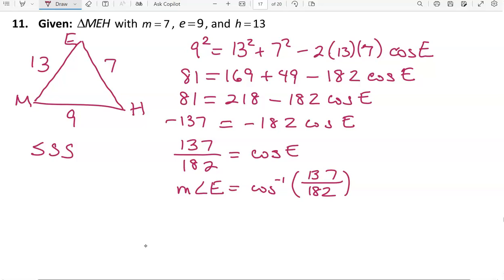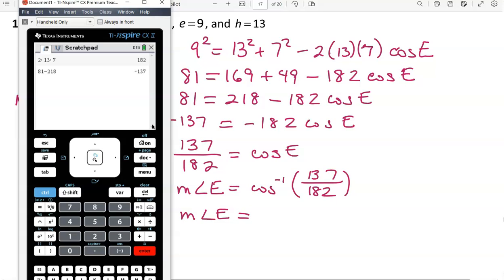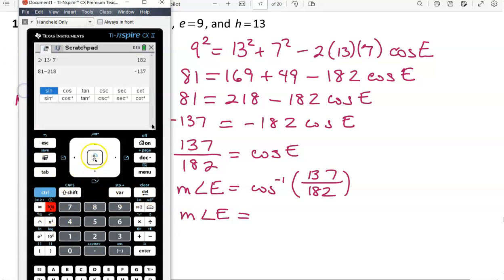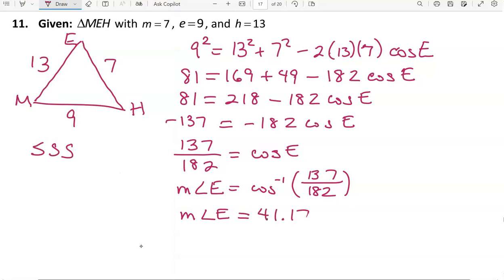Cosine is not ambiguous, so measure of angle E is definitely whatever the calculator tells us it is. So control, let's see, not control. We are actually going to use the inverse cosine of 137 divided by 182. That's 41.171 degrees. Since I have that value, I'm going to go ahead and insert that in the diagram. And now we can move on to the other angles that we need to find.